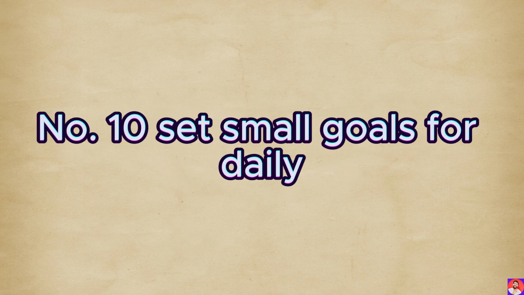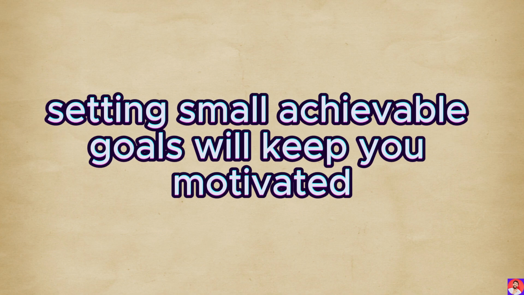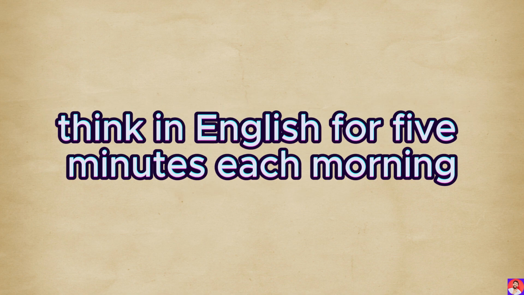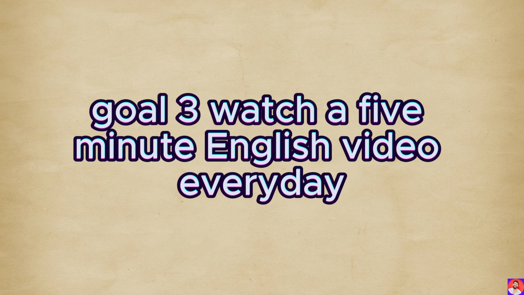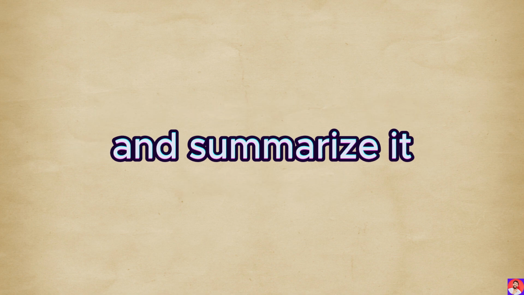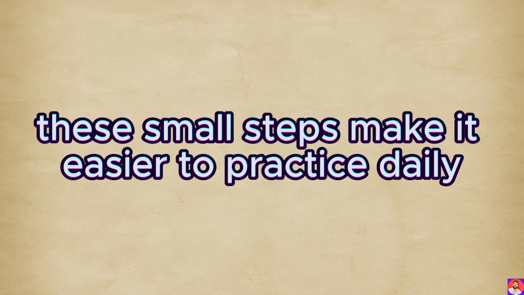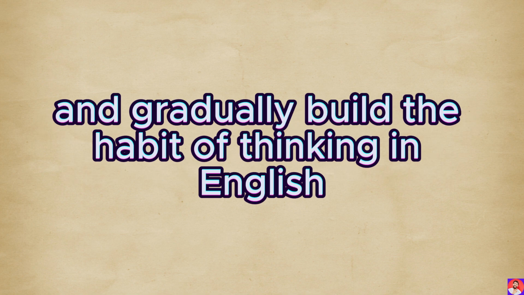Number 10. Set small goals for daily practice. Setting small, achievable goals will keep you motivated. For example, Goal 1. Think in English for 5 minutes each morning. Goal 2. Write 3 sentences in English each night before bed. Goal 3. Watch a 5-minute English video every day and summarize it. These small steps make it easier to practice daily and gradually build the habit of thinking in English.